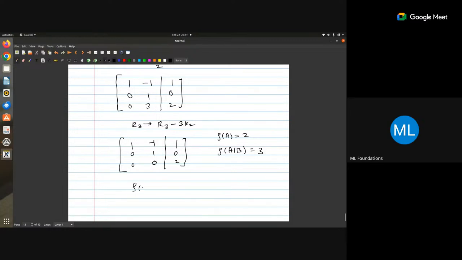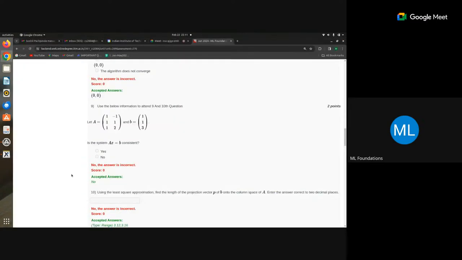Yes. When the rank of A is equal to the rank of A, B, then this is a consistent system of linear equations, and when the rank of A is not equal to the rank of A, B, that is inconsistent. Okay. So we'll stop here. We'll see the problem.